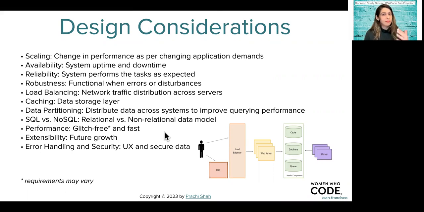Robustness would be if your system is functional when there are errors or disturbances, right? So you can think about error handling, you can think about exception handling, you can think about happy paths, unhappy paths, any kind of disturbances. That's something that comes under the radar of robustness.